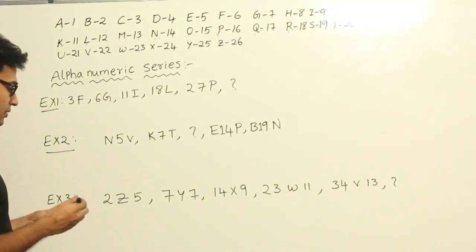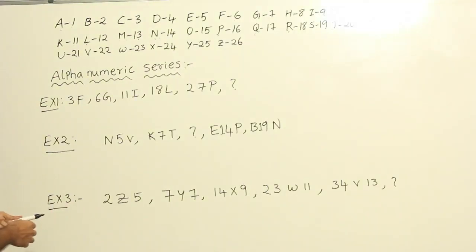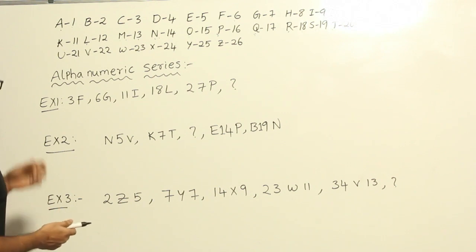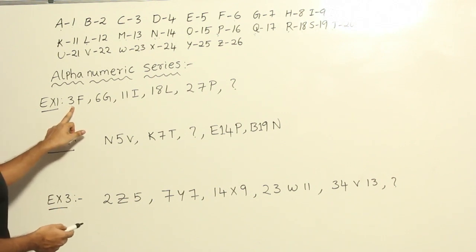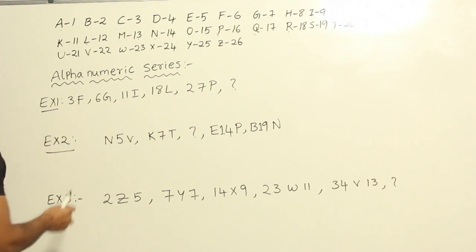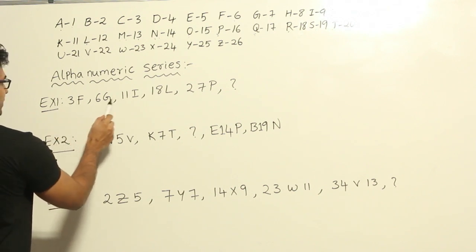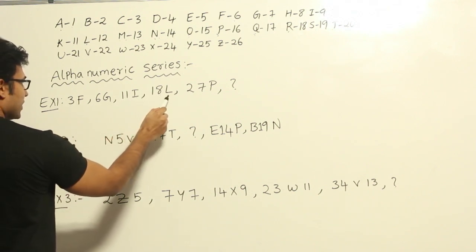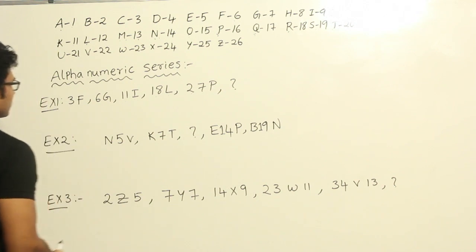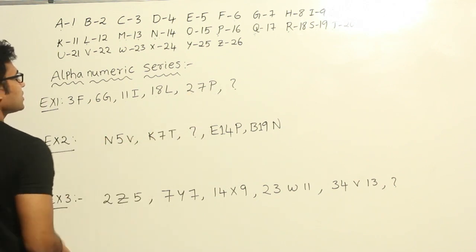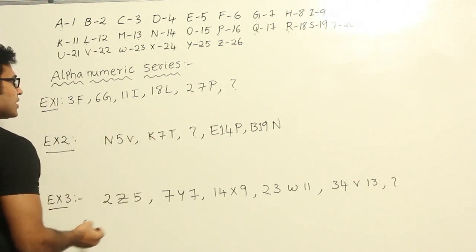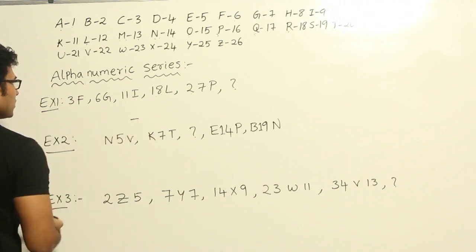Now let's see this. Here we have letters as well as numbers. So there are numbers and then letters here: 3F, 6G, 11I, 18L, 27P. Now let's try to guess the last term in this series, what number has to occur, and after the number we shall guess the letter.